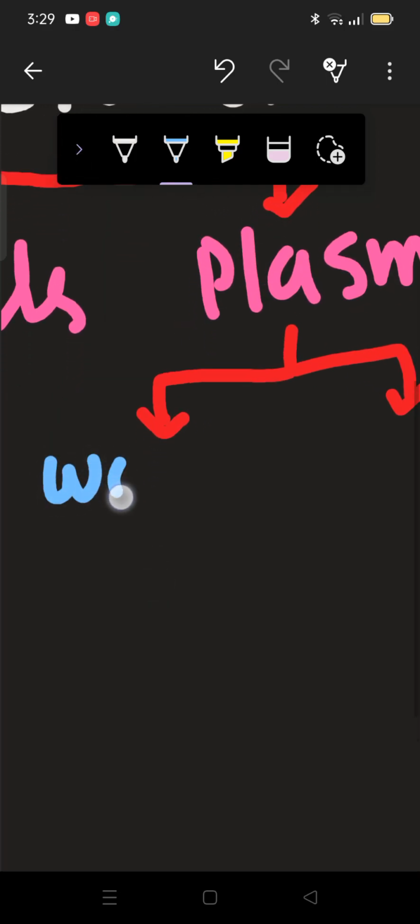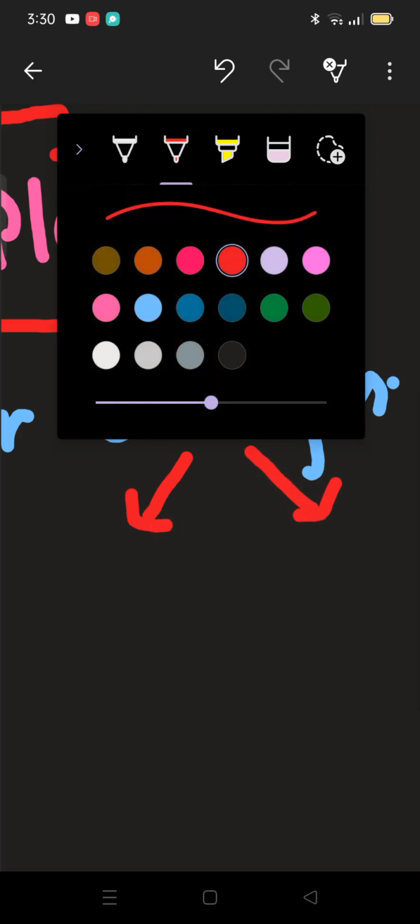Plasma has two things. What are these things? The first one is water. Plasma consists of water plus osmolytes. I'll be telling you about that as well. What are osmolytes? Osmolytes are the wives of water, like ions and proteins. So ions, proteins, glucose, these are wives of water. These are known as osmolytes.